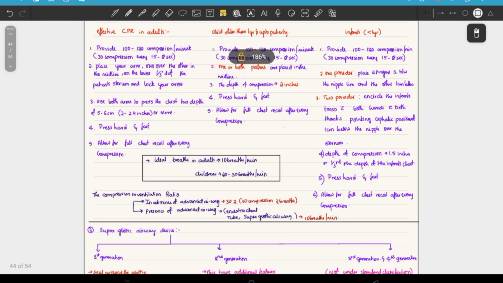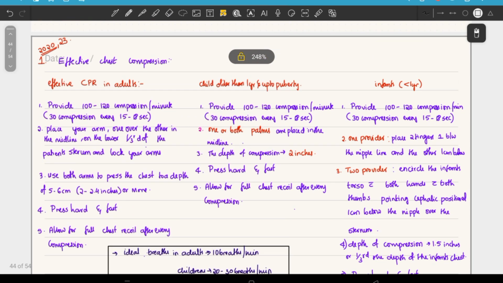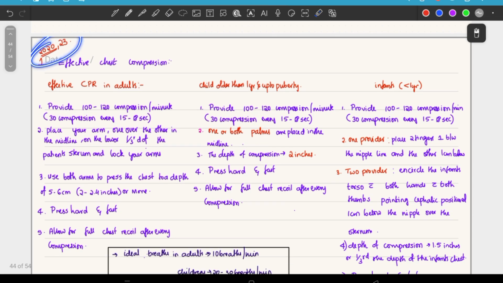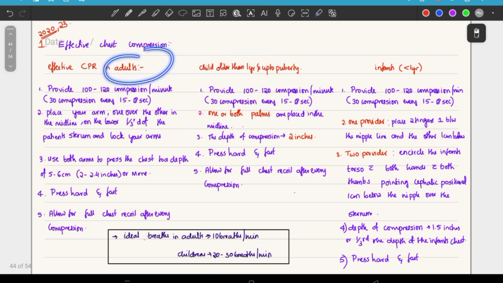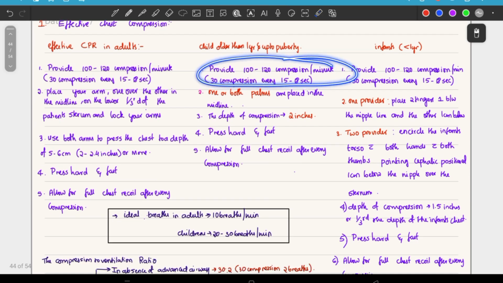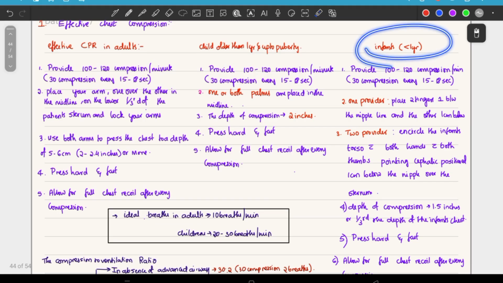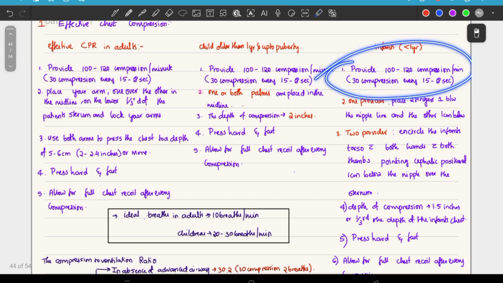Okay, let's see the explanation. This has actually been repeated many times. Okay, 2020 repeat and also 23 repeat. The effective chest compression in adults: provide 100 to 120 compressions per minute, that is 30 compressions every 15 seconds. You have to give at least 30 compressions. That is same for a child older than 1 year and also up to puberty. Whereas infants less than 1 year also you have to give the same compression.